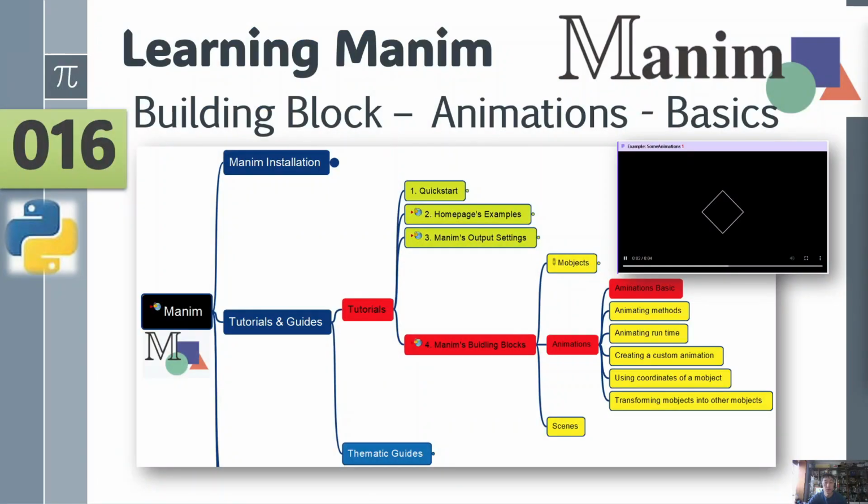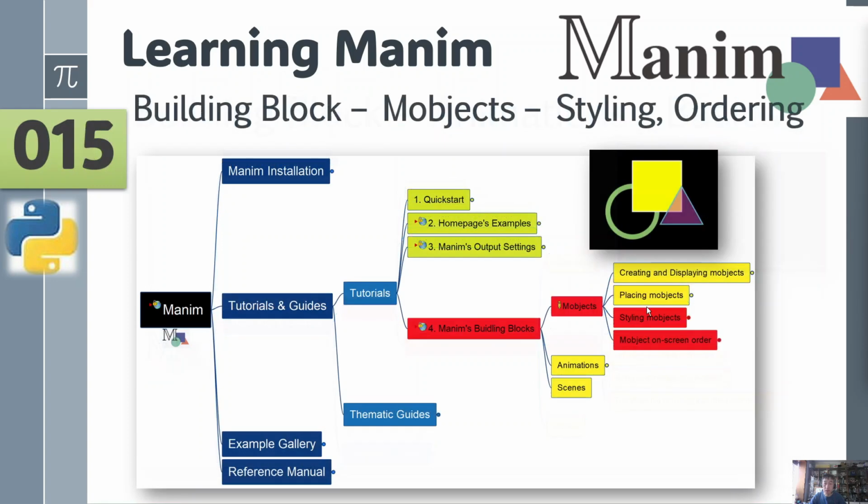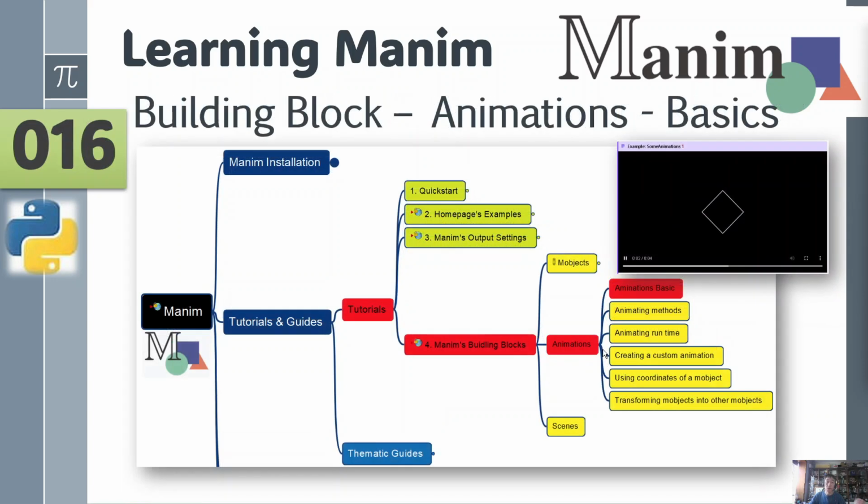In this video we move to the second part of Manim's building blocks within our overall learning Manim course. In the last part we discussed several items about the Mobject, so you know how to place an object, how to display it, and how to style it. From this one, we let those Mobjects move, which in Manim terms is the animation. So in this video we talk about quite simple animation.